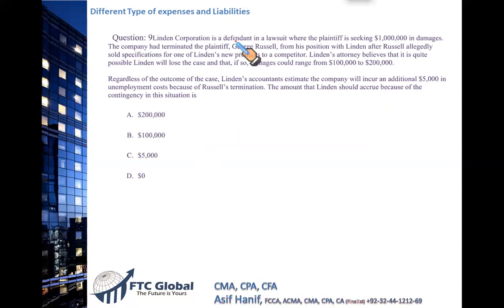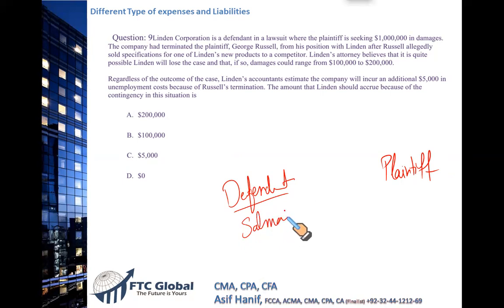Linden Corporation is a defendant. Let me tell you, there are two parties. Just in the previous case, Amir, who filed a case against Salman, is the plaintiff. Mind the word plaintiff: the party that files the case in the court of law. And defendant is the party that defends itself against a case. Like Salman Incorporated, in our example, was defendant and Amir was the plaintiff.